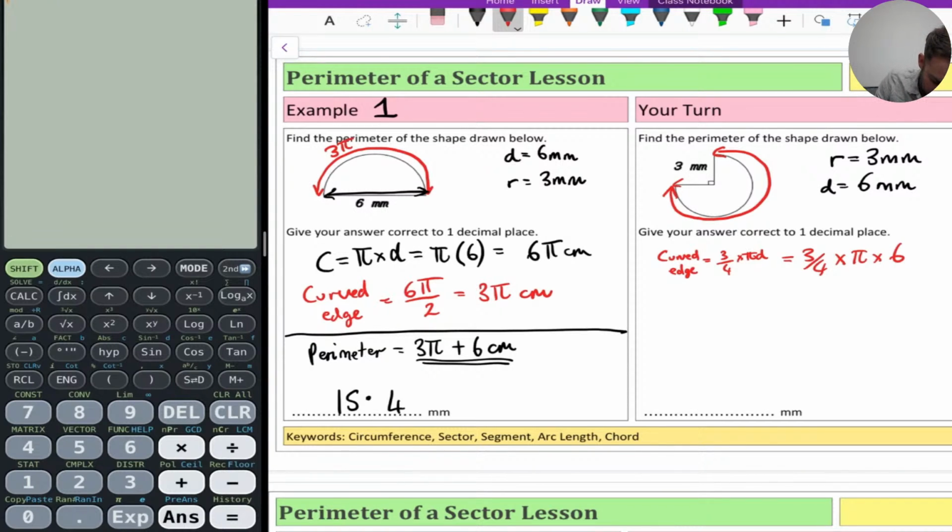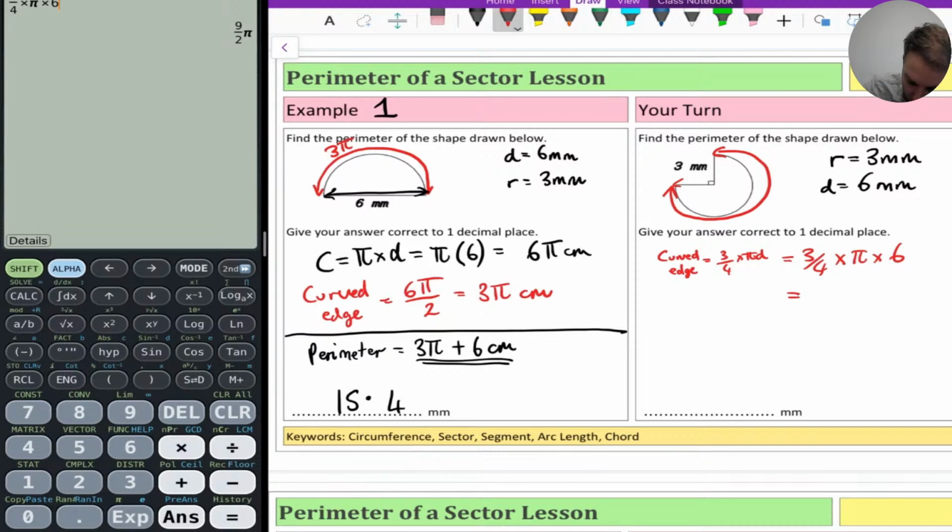So let's do that. Fraction button first, 3/4 times shift pi times 6. Leave it in pi for now. So this here is equal to 9/2 pi centimeters. Now the thing that's tricky with this one is to spot that actually you've got two extra parts.